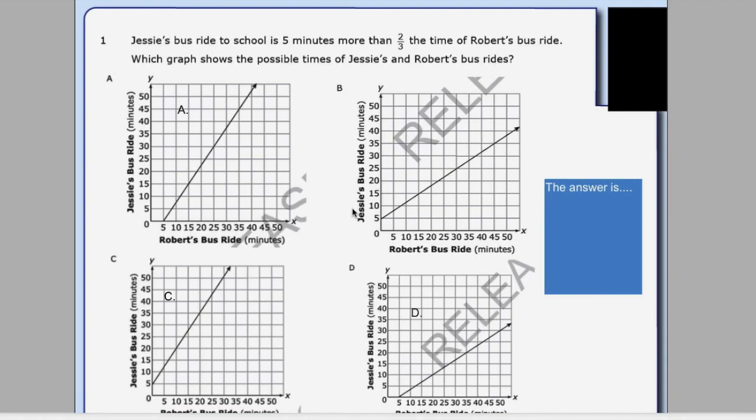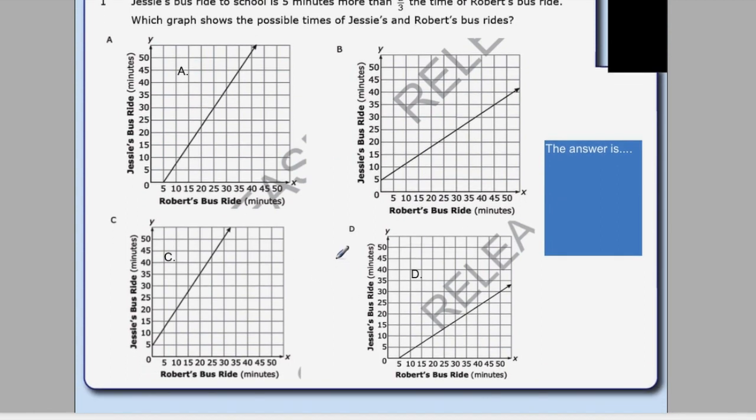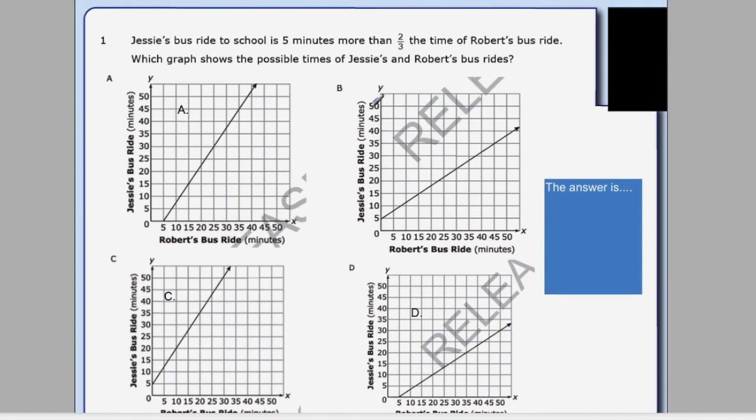Okay, so on this one, Jesse's bus ride to school is 5 minutes more than 2/3 of Robert's bus ride. Which graph shows the possible times of Jesse's and Robert's bus rides? So on this one, you notice that on all of your choices, Robert is on the x-axis and Jesse is on the y-axis.